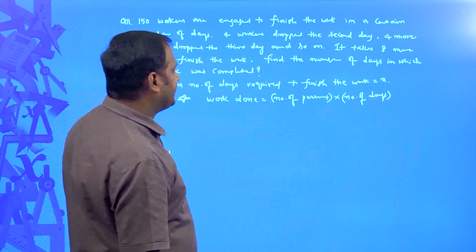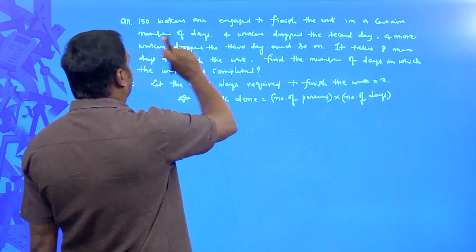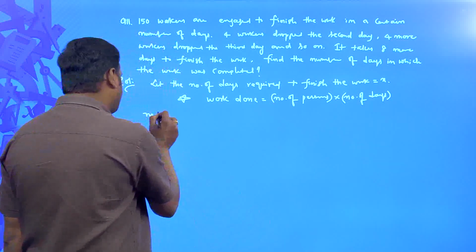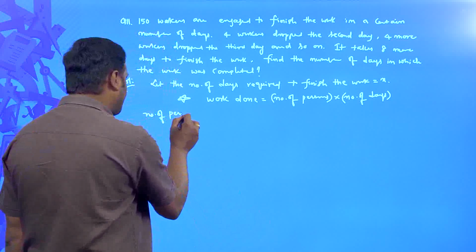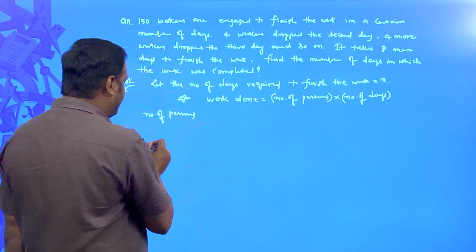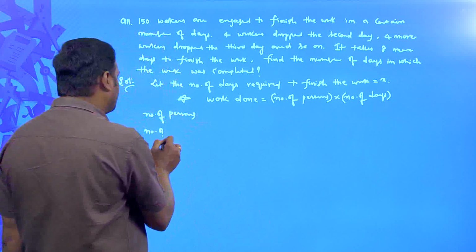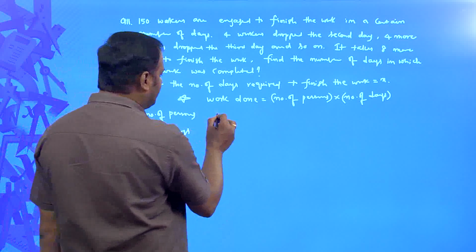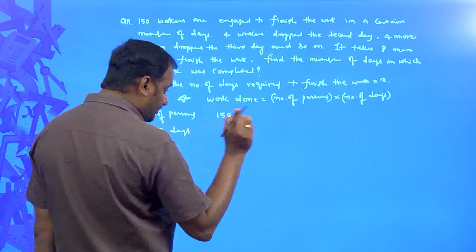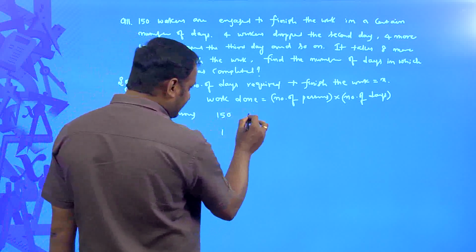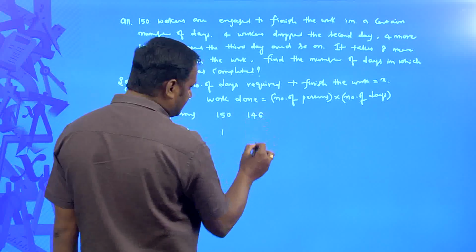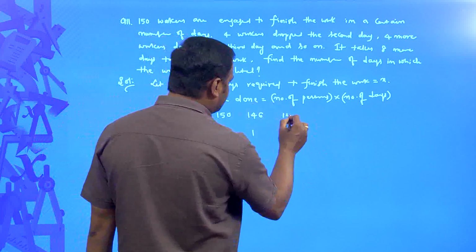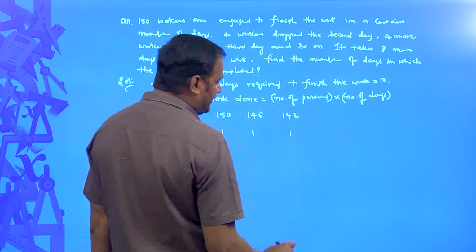Now, what am I going to take here? I will take first the number of workers, the number of persons, and then the number of days that they are doing the work. The very first day we have 150 members, they worked for 1 day, and then the next day there are 146 workers, they also worked for 1 day. The next day 142 workers are there, they also work for 1 day, and so on.